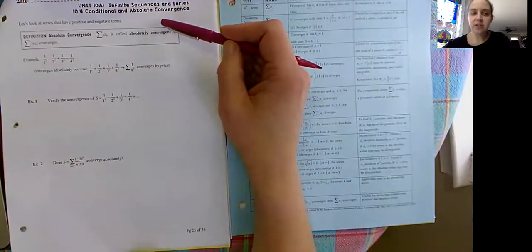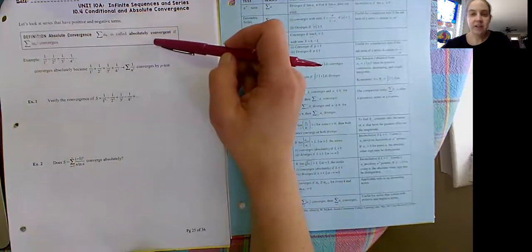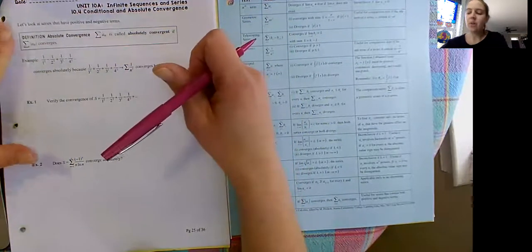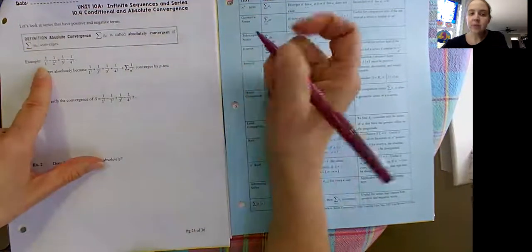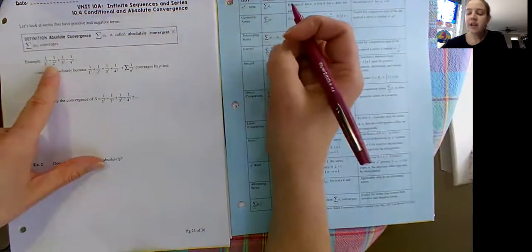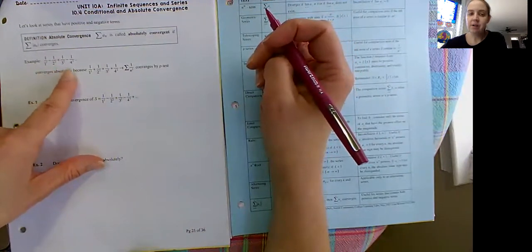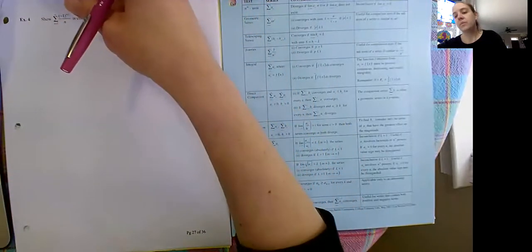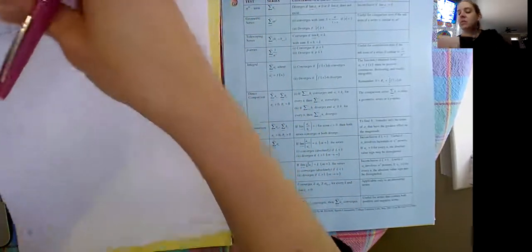Conditional and absolute convergence. A series is absolutely convergent if the absolute value of that series also converges. What are they talking about? Well, this piece, and I feel like our notes are a little backwards here. Positive, negative, positive, negative. This is alternating. This is the piece that you really need.